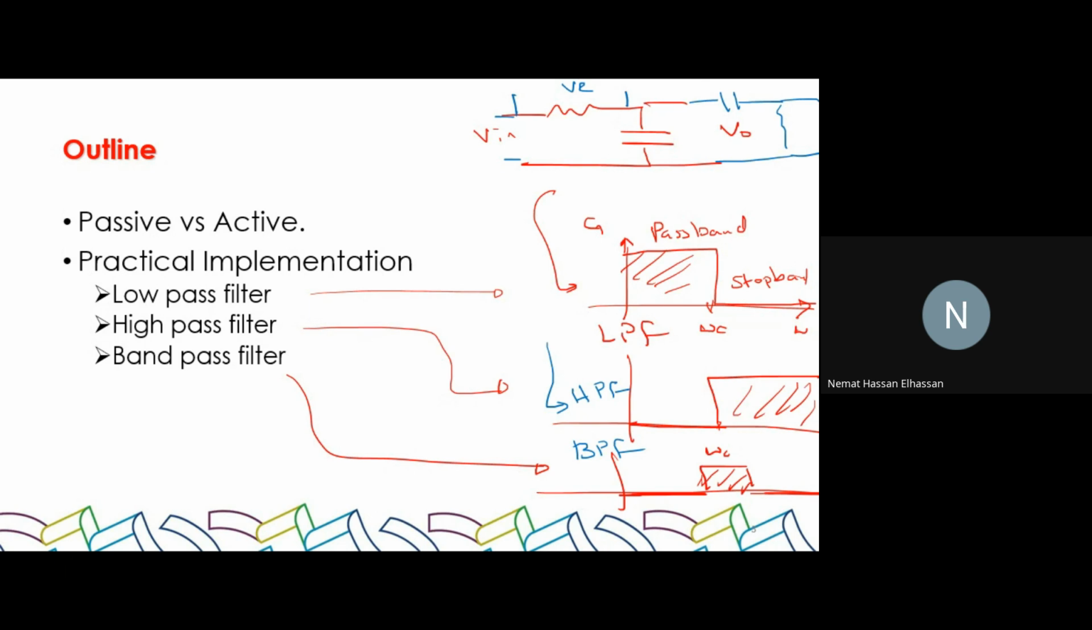Okay? Now, if you look at here, any filter that is built with a resistor, a capacitor, an inductor, or a combination is called a passive filter. Last week we studied passive filters. Today we're going to look at a different type of filter, which is the active filter.